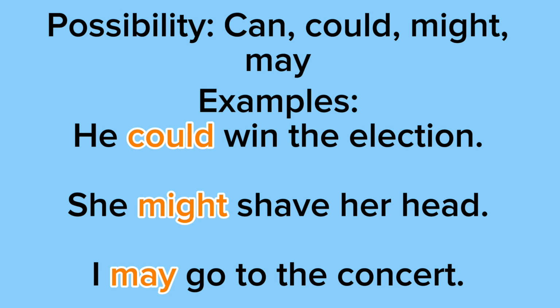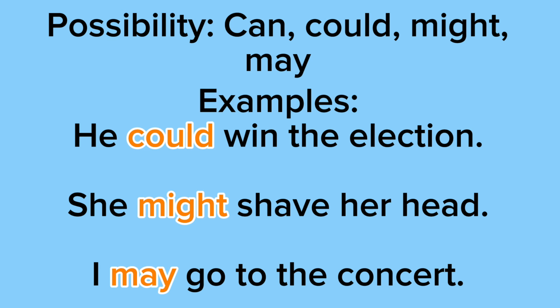Example 2 says she might shave her head. So this is something that's a possibility, something that she could do. So might is the modal verb. Example 3 says, I may go to the concert. So this is something that's a possibility. This is something that I can do. So the modal verb is may.